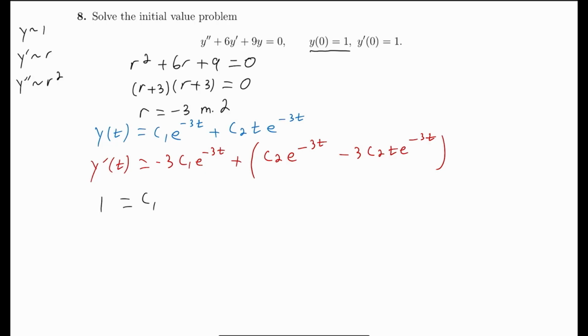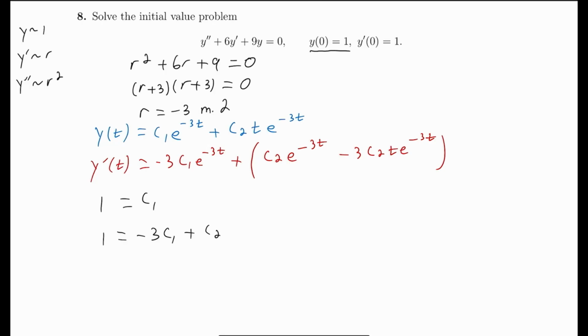Y prime of 0 is also equal to 1. So 1 is equal to -3 c1, and then the e term disappears because that's just a 1, plus c2. Again, we lose the e term because all of that just becomes 1, e to the 0. And then this last term will completely disappear because, again, we've got that t right there. So that just is multiplied by 0.